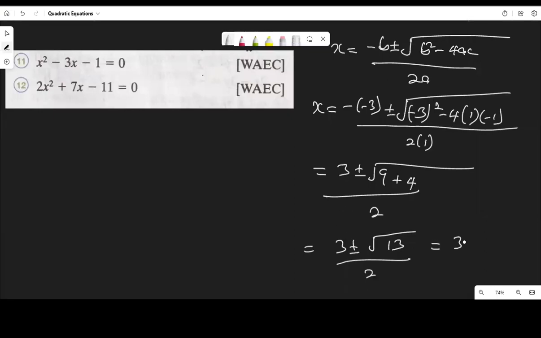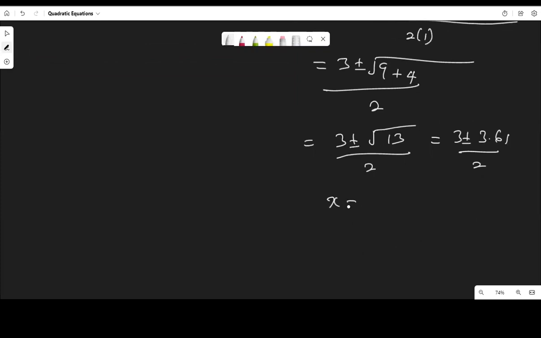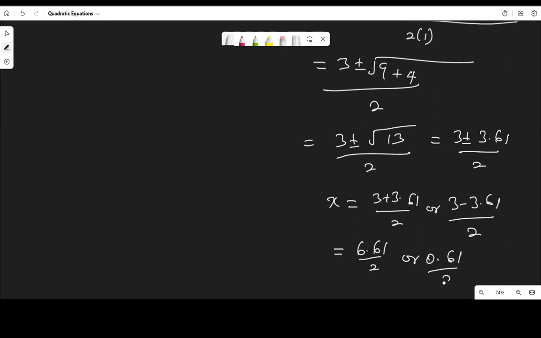So this will be 3 plus or minus 3.61 over 2, with x equal to 3 plus 3.61 over 2, or 3 minus 3.61 over 2. 3 plus 3.61 is 6.61 over 2, or 3 minus 3.61 is -0.61 over 2.